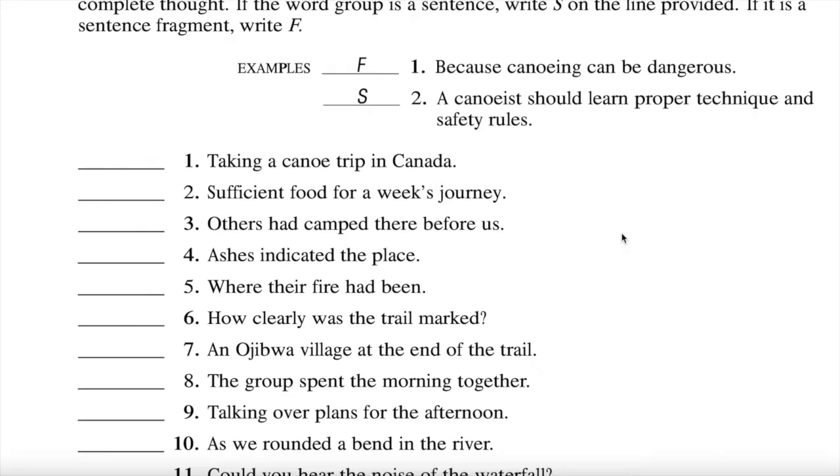Sufficient food for a week's journey. Is that a sentence or a fragment? You can read it again if you need to. Just ask yourself if it stands alone. Sufficient food for a week's journey. Sufficient means enough. Enough food, so enough food for a week's journey. Yeah, I think that's a fragment. It's definitely a fragment. Once again, there's no verb in there.